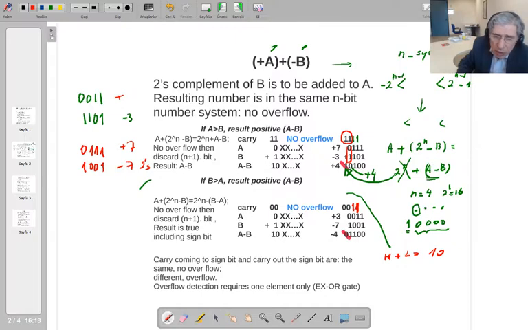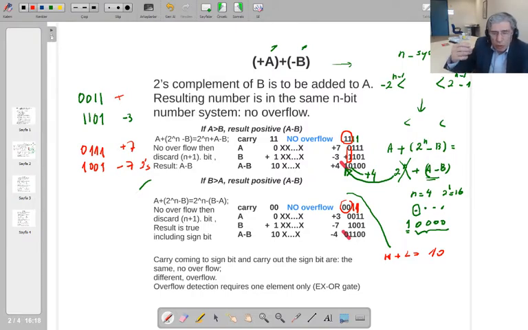So if you look at the carry bits coming to the sign bit and coming out of the sign bit, they are the same, aren't they? If they are the same, no overflow. This is what is expected. We already know that one of them is positive, the other one is negative. There's no overflow. You're going to stay in the same number system.